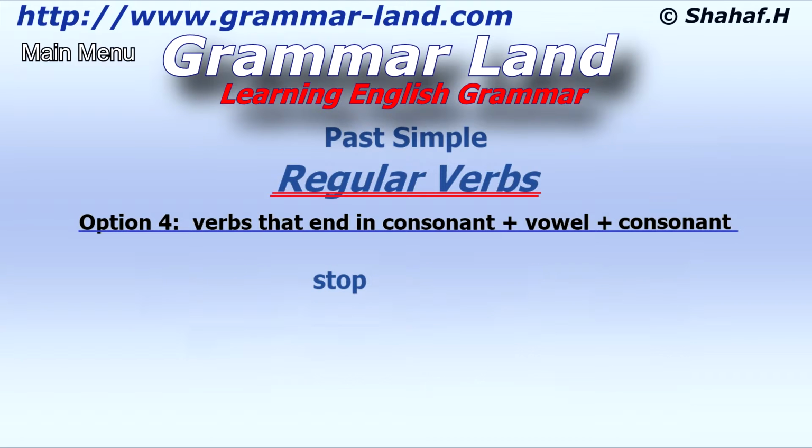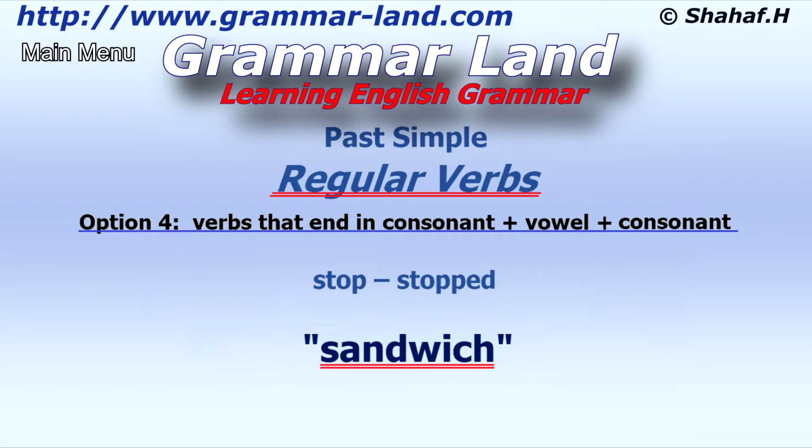Examples, stop. The verb stop ends in p, which is a consonant. Before the letter p, there is the letter o, which is a vowel, preceded by the letter t, which is a consonant. It fits the fourth rule, which talks about consonant, plus vowel, plus consonant. We double the last letter p, and add ed. Stop, stopped. This kind of verb is sometimes named a sandwich.